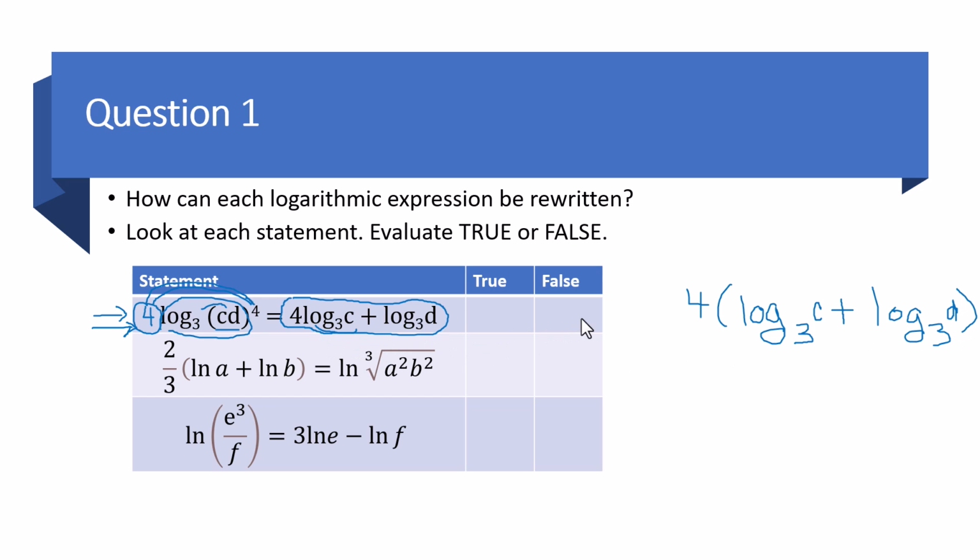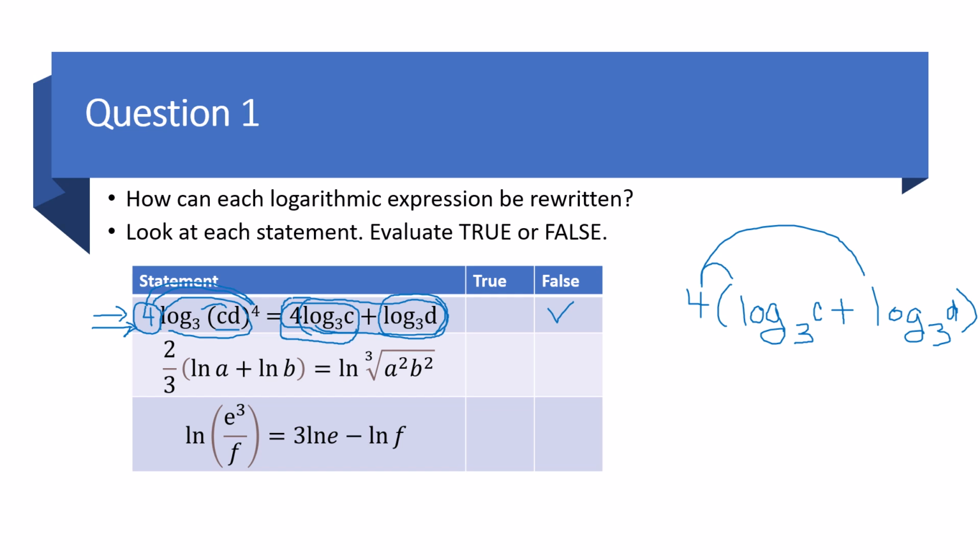All right, let's look and see if that's what we have here on this side. We have 4 times log base 3 c, but we don't have a 4 times log base 3 d. So in order for this to be correct, we would have to distribute that 4 to both of these. So what they've neglected to do is write parentheses. So that's going to be a false.